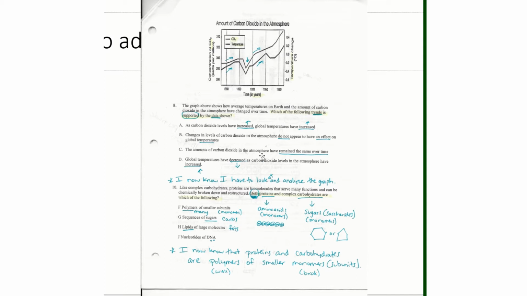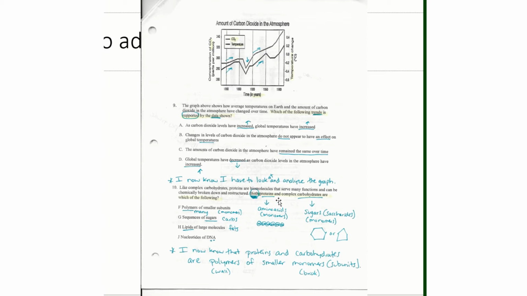The amounts of carbon dioxide in the atmosphere have remained the same over time. Did it stay the same? I don't know about you, but it looks like it's going up and down and up. It doesn't look like it stays the same. Global temperatures have decreased as carbon dioxide levels in the atmosphere have increased. Is one going up and one going down? No. I now know I have to look at and analyze the graph. That's where the answers were.